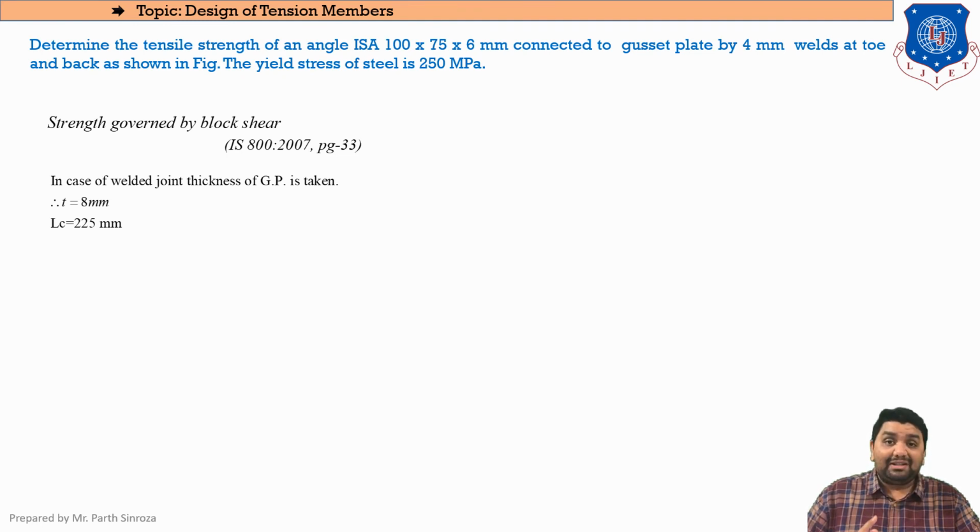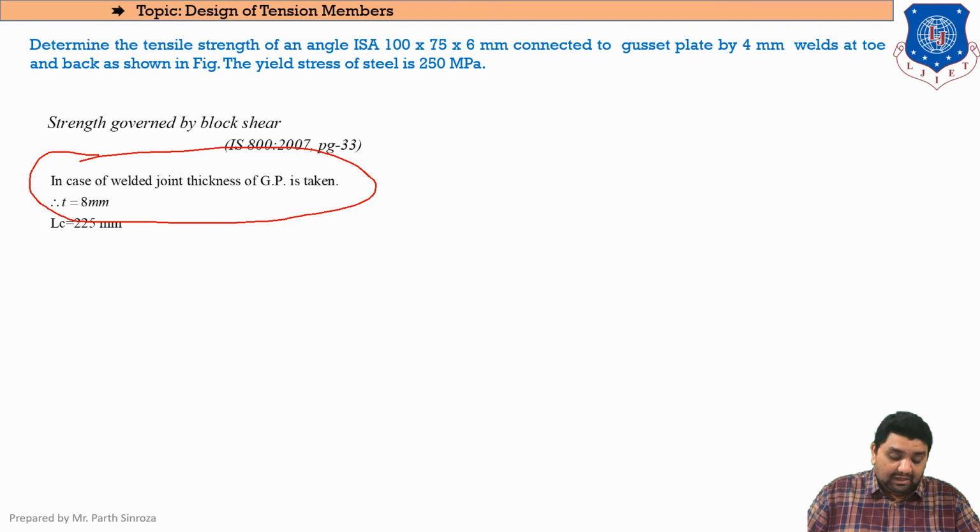Again keep in mind, whenever we are dealing with welded connections, you always need to remember this statement: in case of welded joint, thickness of GP is taken. That means we always need to take the thickness of GP in terms of area. So area will be length into thickness, and we always take the thickness of GP for finding the block shear. We won't be taking the thickness of 6 mm, that was for the angle section. We always take the thickness of 8 mm, that is prescribed for our GP, that is the gusset plate. Clear? The length of connection that we have already obtained was 225, so we have substituted it here.